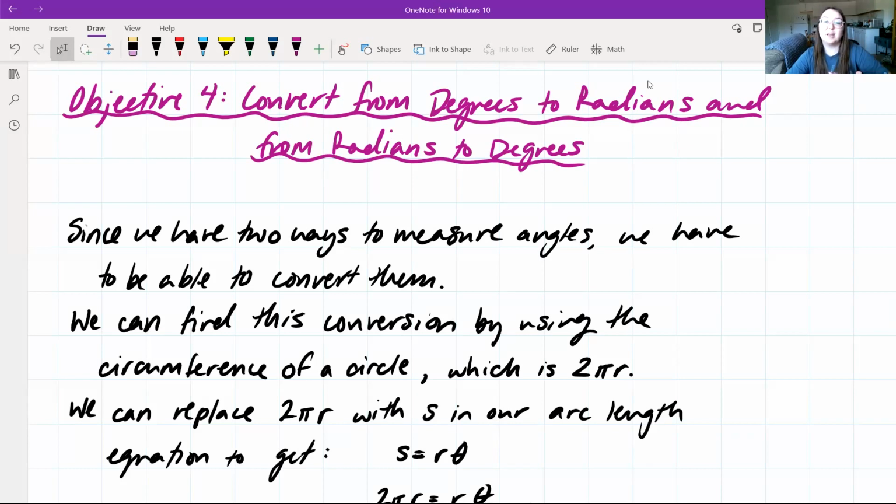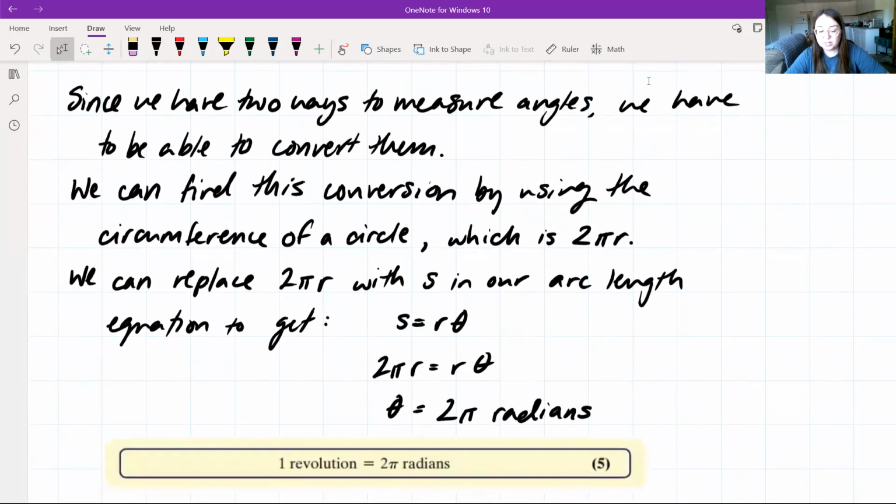Say if we want to find arc length, but theta is only given in degrees, we would need to put theta in radians. So we can find this conversion by using the circumference of a circle, which is 2 pi times the radius. If we replace 2 pi r with s in our arc length equation, we end up getting s is equal to r times theta, where we've replaced s with the circumference of the circle, 2 pi r, is equal to r times theta. Then we can cancel out our r's, and we end up getting that theta is equal to 2 pi radians.